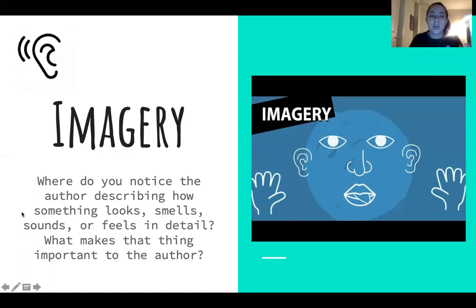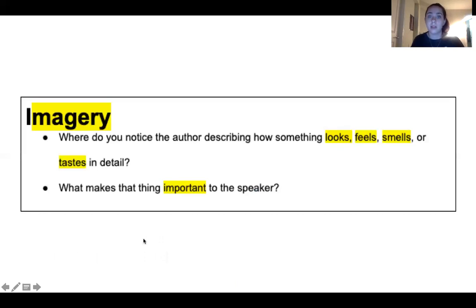So in this imagery section, we're asking ourselves, where do you notice the author describing how something looks, smells, sounds, or feels in detail? Then we're asking ourselves, what makes that thing important to the author? All right, on my next slide, I'm gonna have our notes for imagery. When I switch to my next slide, you can pause the video, switch to your digital worksheet, get those notes down. All right, pause here.